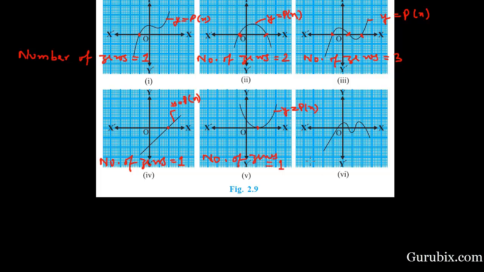And let us come to the last part of the example. In this part, this is the graph of y equals p(x), and this graph intersects the x-axis at four places: place 1, place 2, place 3, place 4. Therefore the number of zeros is equal to 4. So this is the solution of the example.